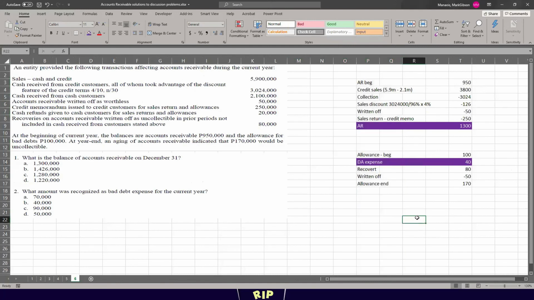Okay. So in problem number 6, unang requirement is the AR. So of course, we have AR beginning of 950,000. So that's given. Credit sales, or remember class, the sales provided here includes both cash and credit. No? So therefore, we have to deduct the cash received from cash customers. No? Or 5,900,000 less 2,100,000. And since this is cash received from cash customer, automatic, ito na yung sales on cash natin. No? Oh, that's 3.8 million.